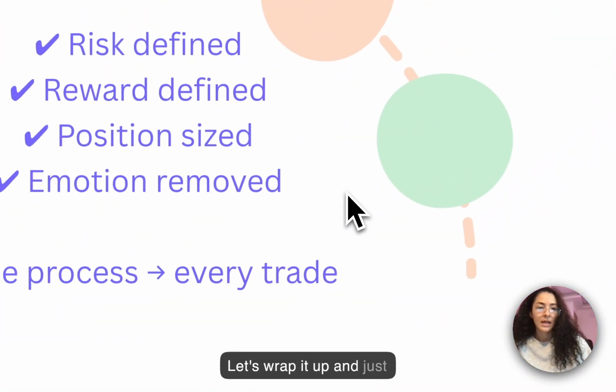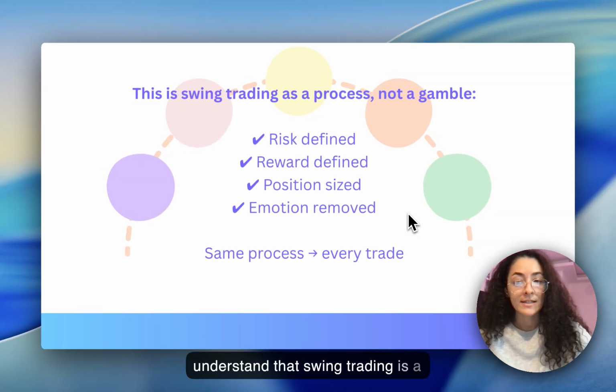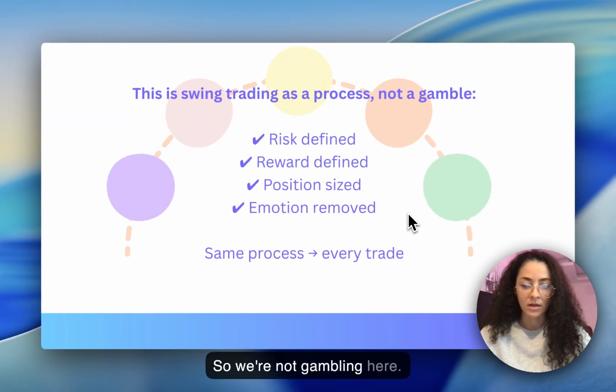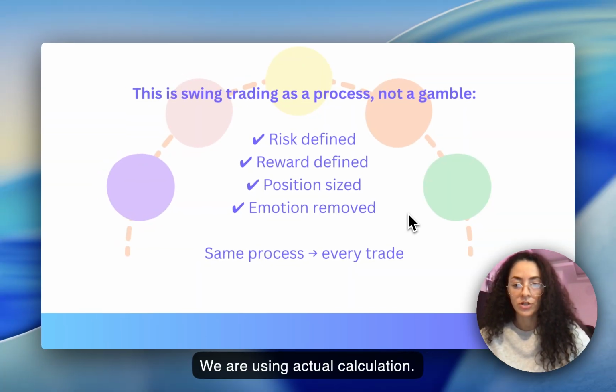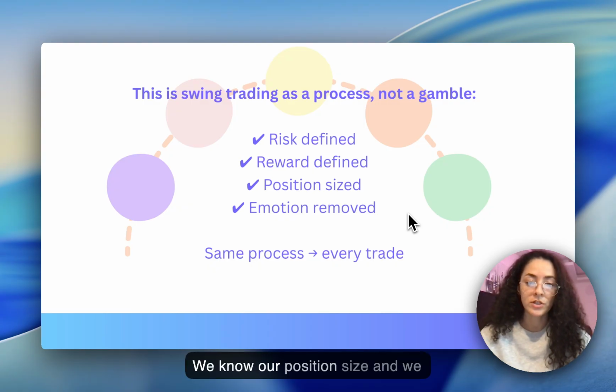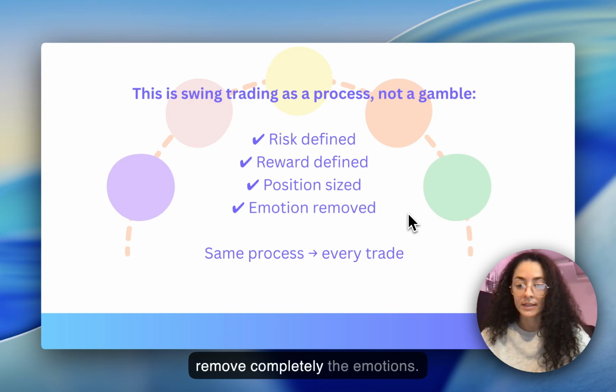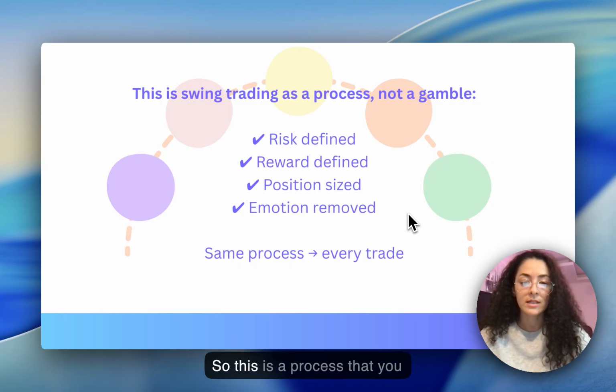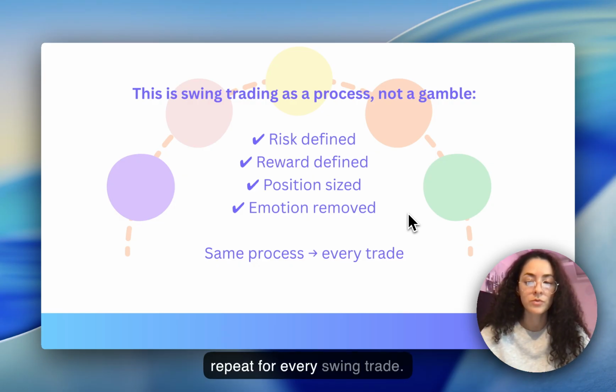Let's wrap it up and just understand that swing trading is a process. So we're not gambling here. We're using actual calculation. Our risk is defined. The reward is defined. We know our position size and we remove the emotions completely. So this is a process that you repeat for every swing trade.